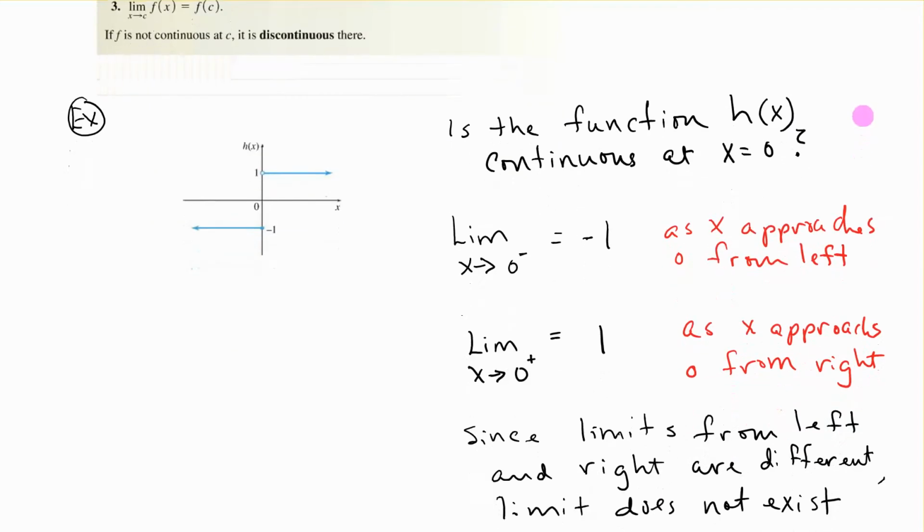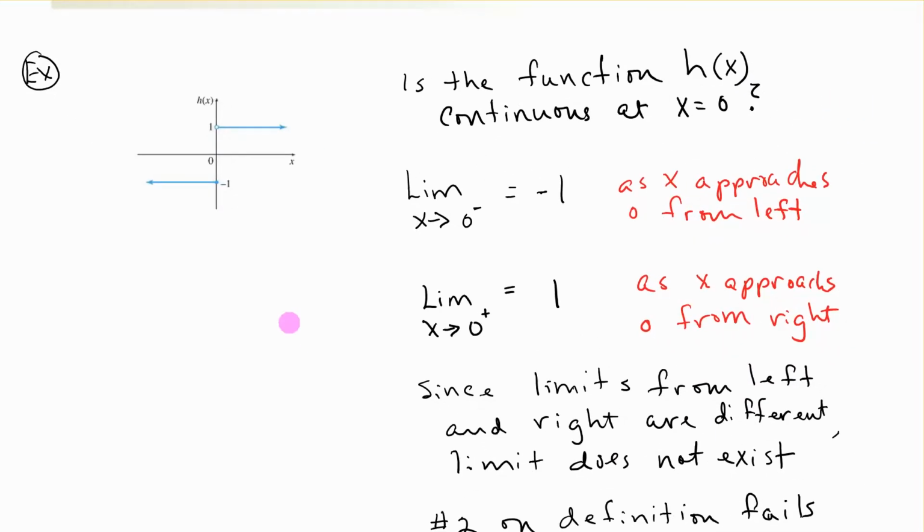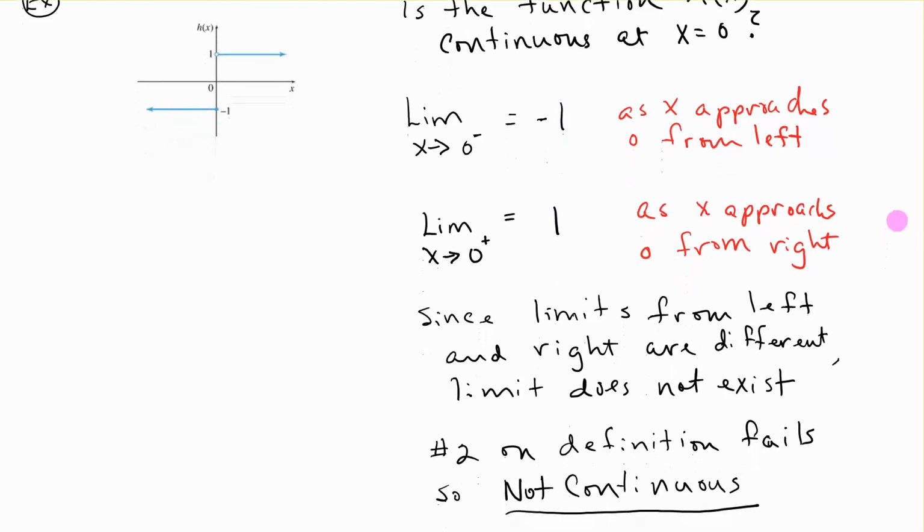So here's an example. This is a piecewise function from here forward. So for x greater than 0, it's this line. For less than 0, it's this line. Is this function continuous at x equals 0? So you have to determine from the left and the right. The limit as x approaches 0 from the left is equal to -1. As we come in this way, the y value is -1. As x approaches from the right, the y value is 1. So since the limits from the left and the right are different, the limit does not exist.